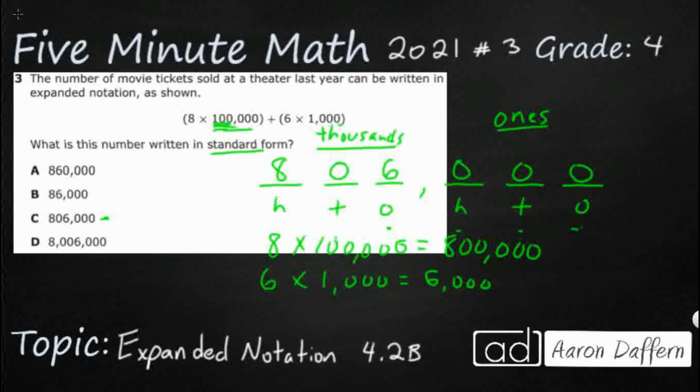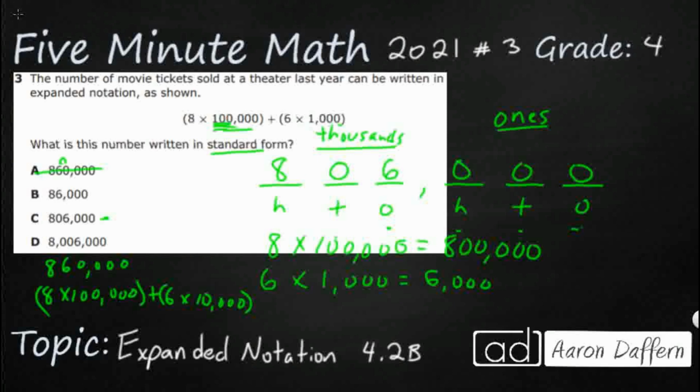Let's just take a look at some of these other ones. You see this A, 860,000. So this 860,000, if I were to put that in my expanded notation, that would be an 8 times 100,000. So we're good with that first one. The problem is the second one. It's the 6 times, see how that's in the 10,000s place? It's in the wrong place value. That 6 is one place over. So if I could put this 6 over here, then that one would have been good.